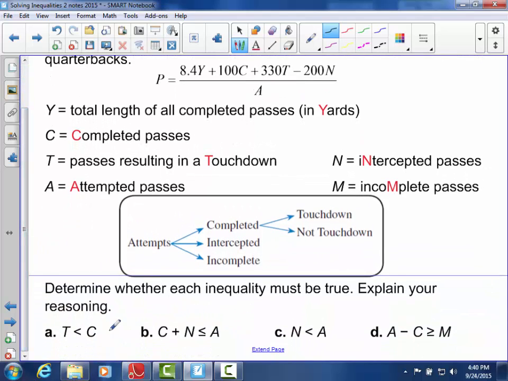Okay, so one way this might go is we have T has to be less than C. So T was the passes resulting in a touchdown, should be less than C, which is our completed passes. Well, that makes sense because completed passes are broken into two groups, touchdown and not touchdown. So we would expect the number of touchdowns to be less than the number of completed passes. Okay, so I would say that is true.